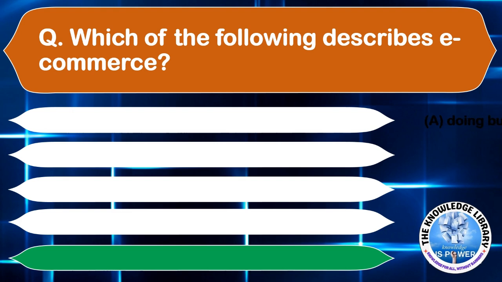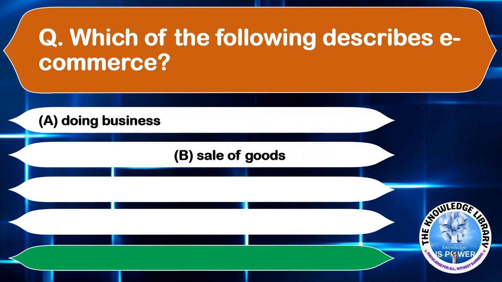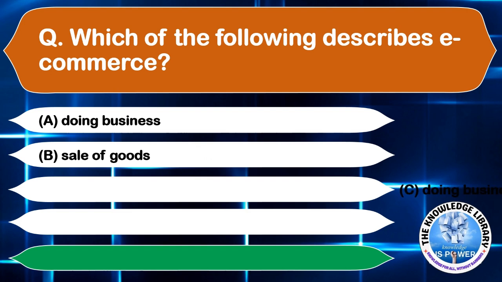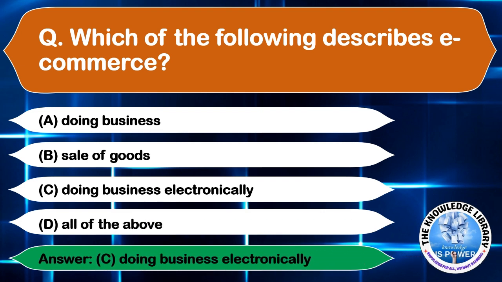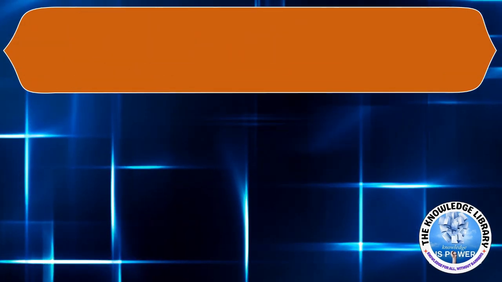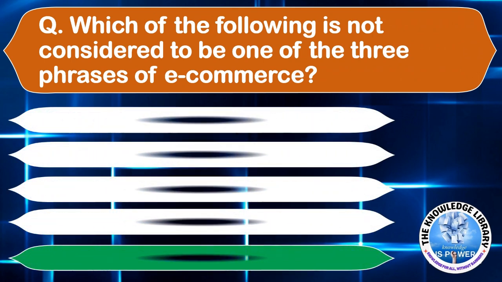The next question is which of the following describes e-commerce? Option A doing business. Option B sale of goods. Option C doing business electronically. Option D all of the above. The correct answer is option C doing business electronically.